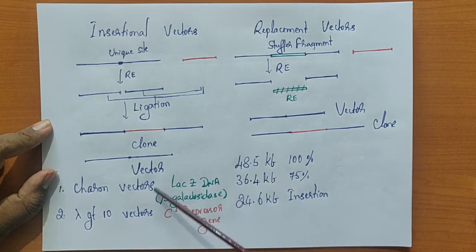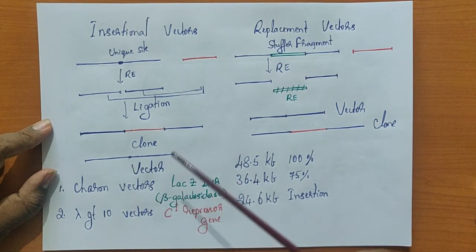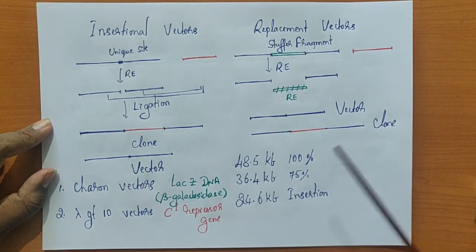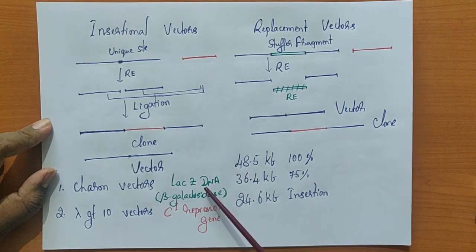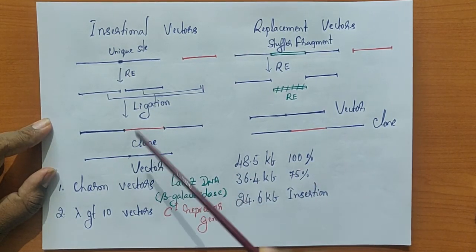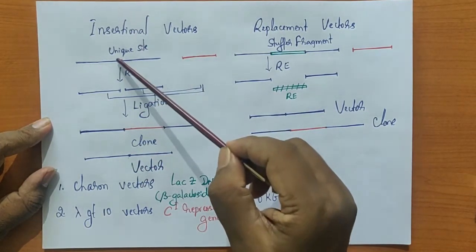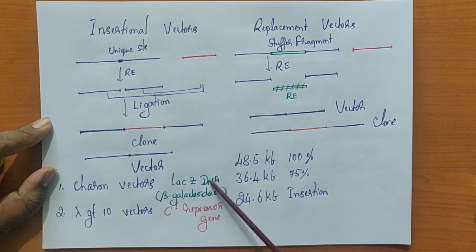So in the presence of IPTG and X-gal, because of this activity, in the case of a phage we don't get colonies, but we get plaques. I'm going to describe what exactly plaques are. We are going to get a blue colored plaque. Now here, in the case of Charon insertional vectors, in the unique site we have the lacZ DNA. Just enough is required for that.